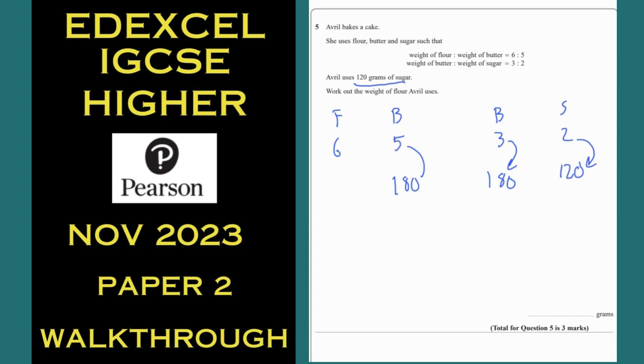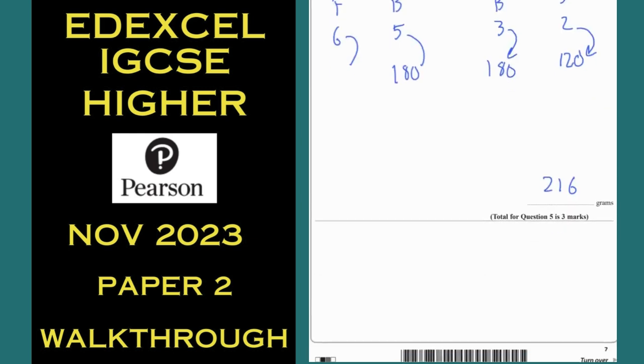So what's our multiplier? Grab your calc, do a divide. For this one, it's 36. We need to do 6 times 36. That tells us that Avril uses 216 grams of flour.